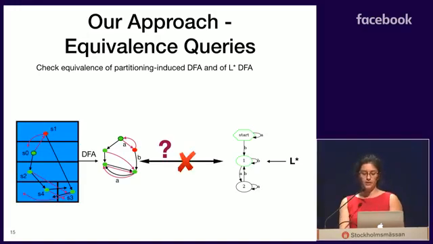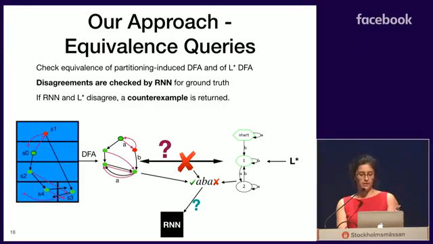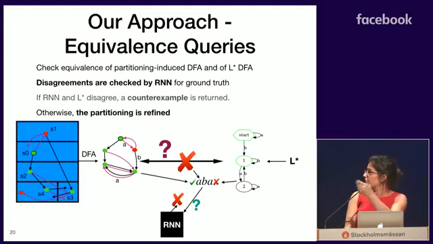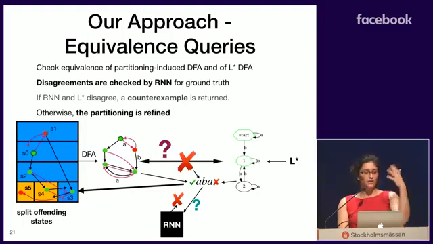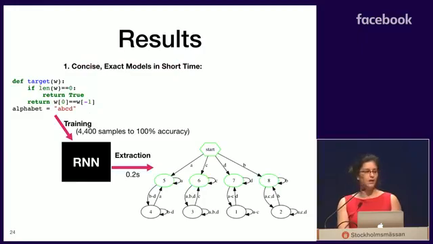And if they disagree, that means there's a sequence that L-star and our abstraction don't agree on. And this means that one of them must disagree with the RNN. So we pass this one to the RNN, and if it disagrees with L-star, that's a counterexample. But otherwise, if it disagrees with our abstraction, then we find the root cause. For instance, two states, one rejecting, one accepting, that were mapped to the same partition, and we simply split that partition. And then we get this iteratively refined setting. Of course, it's slightly more complicated, so I'll be really happy to explain it in our poster, the 19th poster.